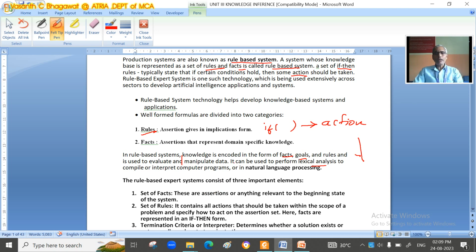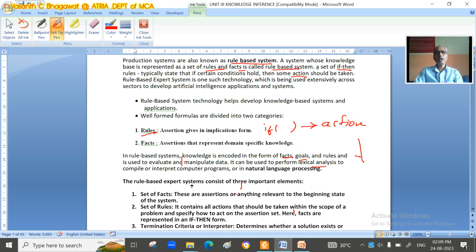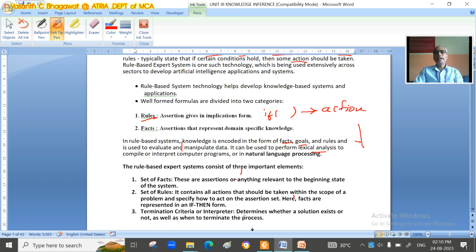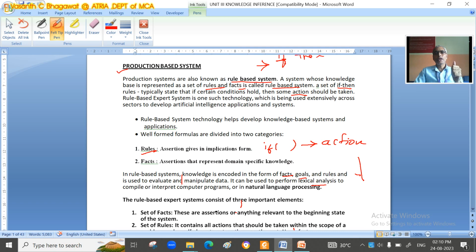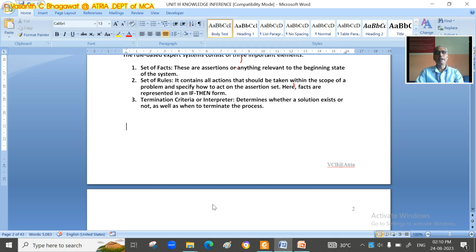Now going further, the rule based system consists of three important elements. The first one is the set of facts. Let me go down. So it consists of three important components. The first one is some set of rules. What are rules? Already we have discussed. Now what are the various rules we are having? Okay, so we have got some set of rules.